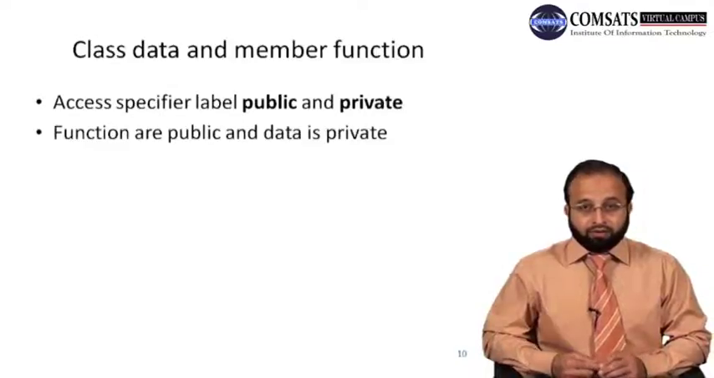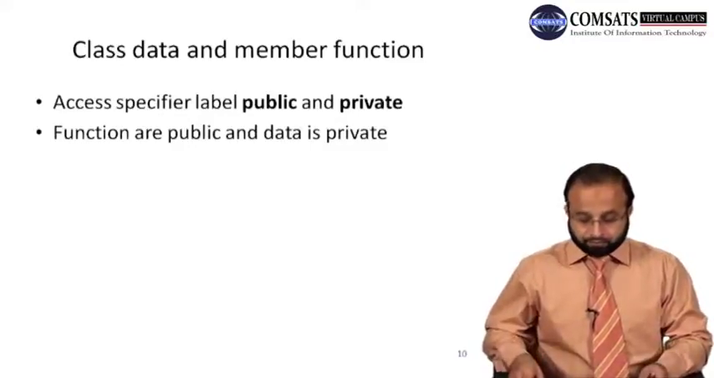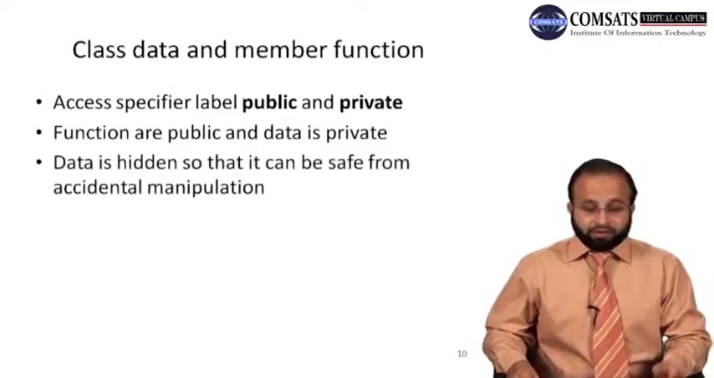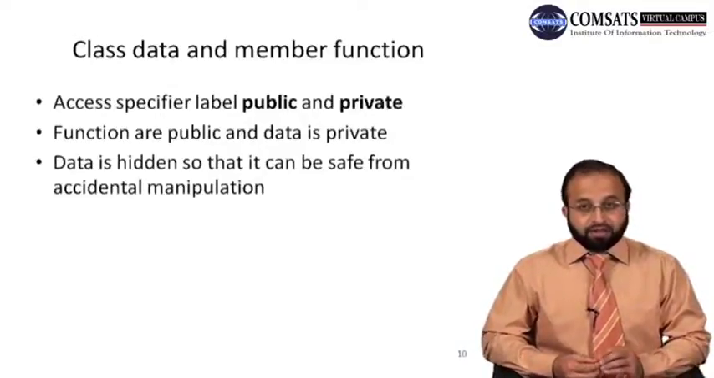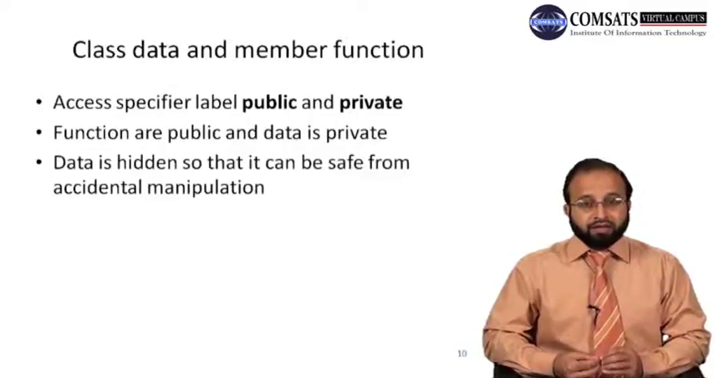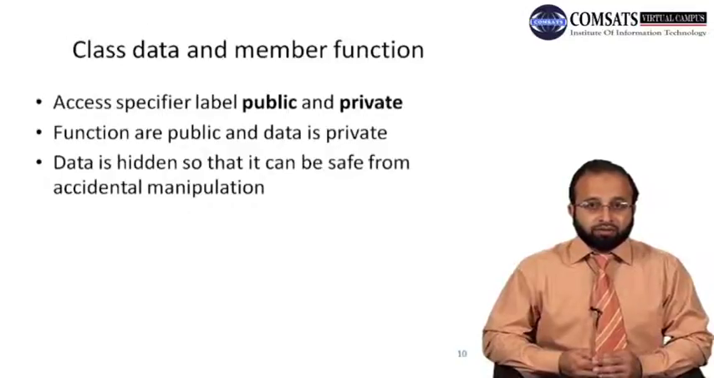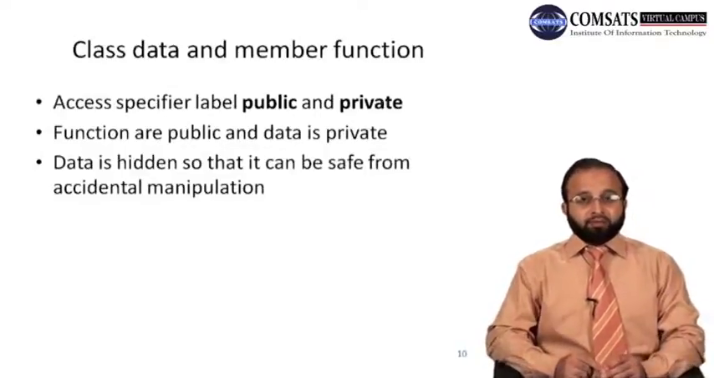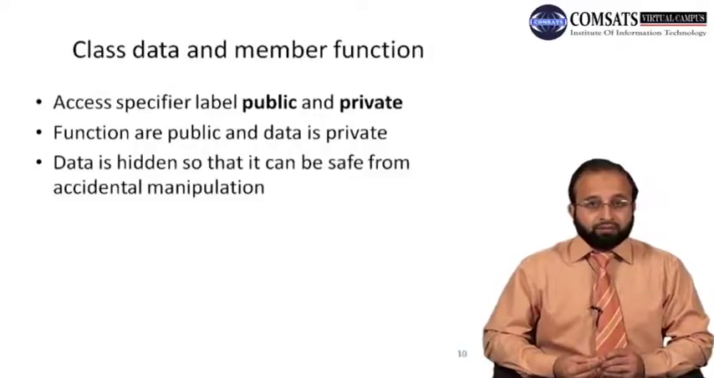Why it is so, we already know this, because this concept also comes from the real world. The data should be private and the functions are public. So data is hidden, so it can be saved from accidental manipulation. One of the reasons is that you keep the data hidden or inaccessible from outside the definition of the class, to keep it safe from accidental manipulation. Accidental manipulation means that if you assign some wrong value to that data, then the integrity of the data will be compromised.